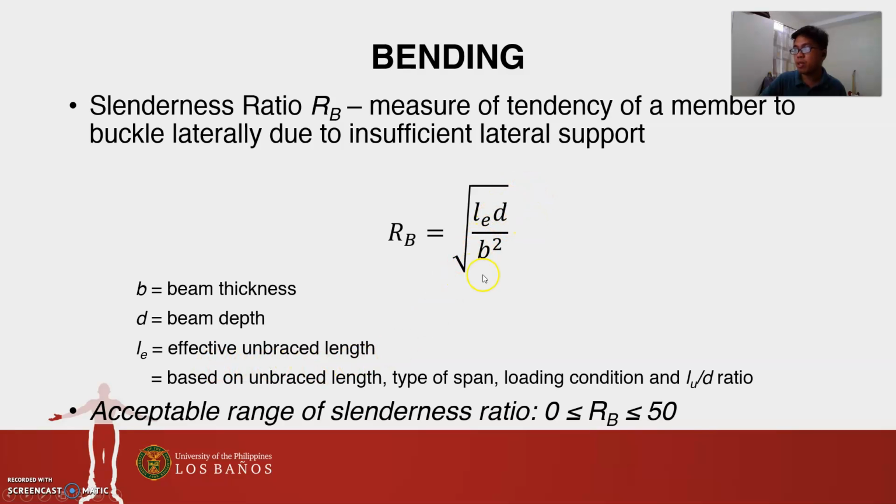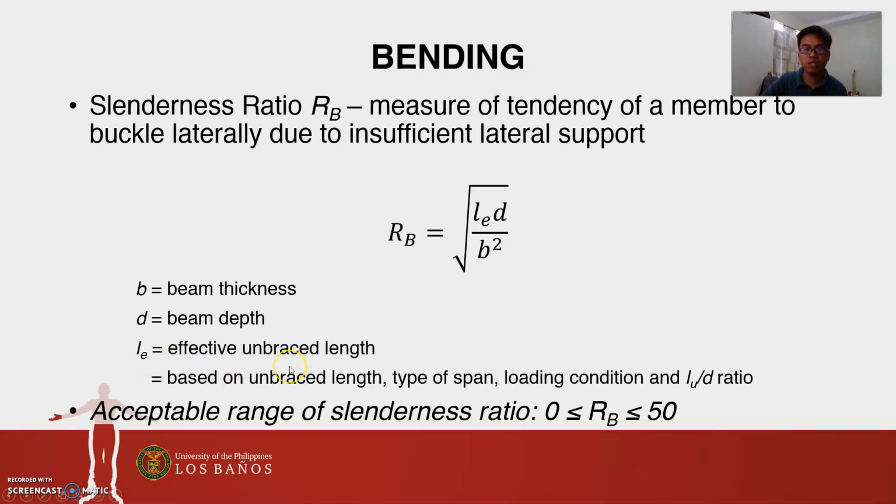Okay? And we can see that RB here is a function of the effective unbraced length, LE, and also the geometry of the section. The higher the effective unbraced length, the higher the slenderness ratio. As we can imagine here, compared to its geometry, its length is large, and therefore this is slender, and the slenderness ratio is big. Okay? But we have not yet defined what LE is. What is effective unbraced length?